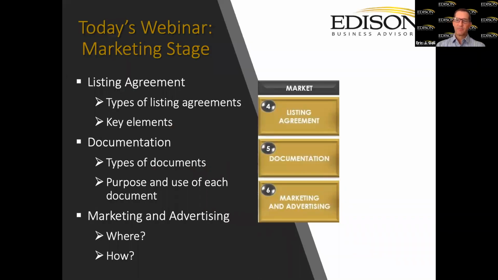Today's webinar is really focused on the marketing stage. We're going to talk about three things. We're going to talk about the listing agreement, the types of listing agreements and the key elements of those listing agreements. We're going to talk about the documentation that we use to market the business, the types of documents, and the purpose and use of each document, as we put it out into the public domain and the private domain as well. We're also going to talk about marketing and advertising, and this is really where and how we advertise your business.